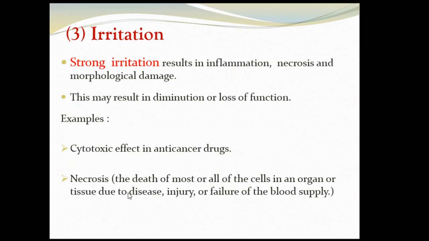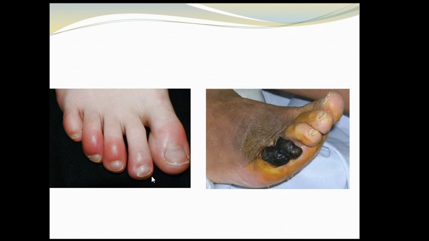Strong irritation results in inflammation, necrosis and morphological damage. This may result in diminished or loss of functions. Examples are cytotoxic effect in anti-cancer drugs. Necrosis is the death of most or all of the cells in an organ or tissue due to disease, injury or failure of the blood supply. So we can say here strong irritation.